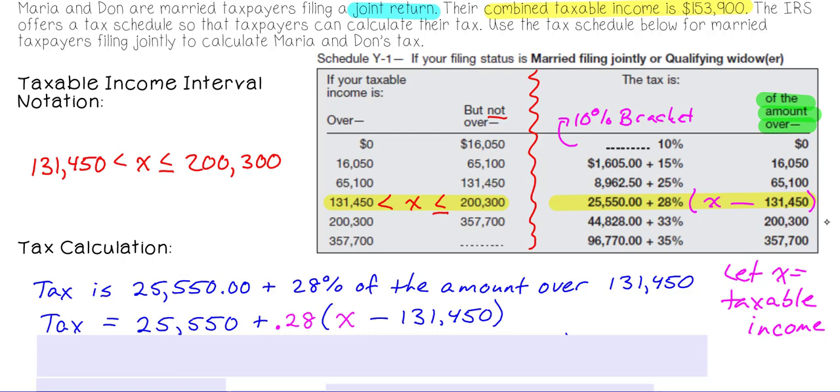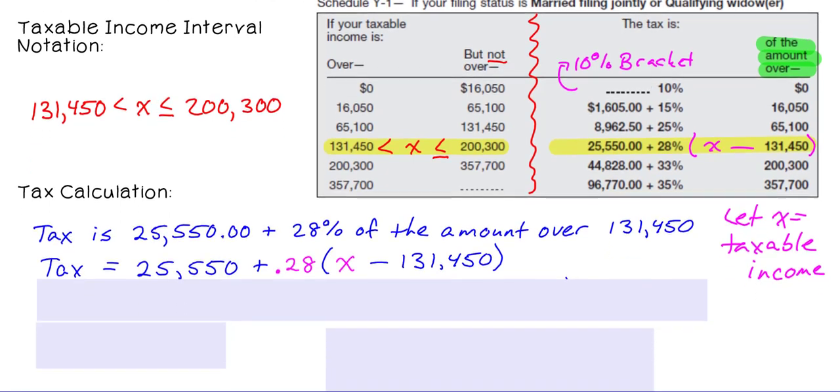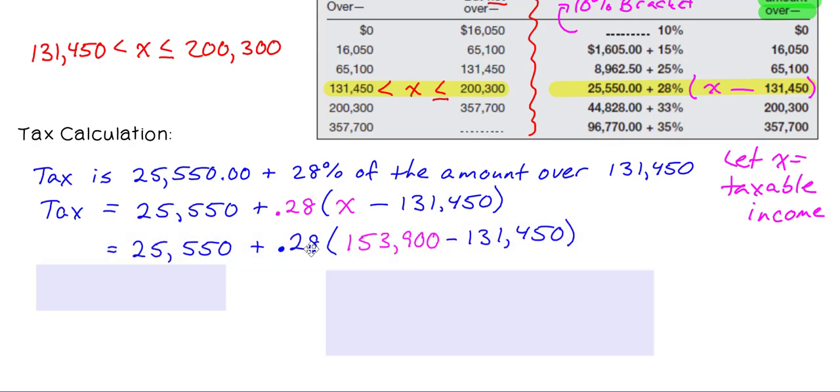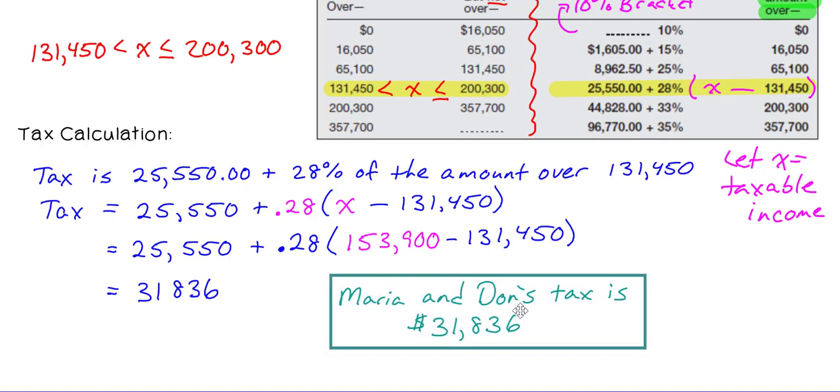So now all we have to do is take their taxable income of $153,900 and plug it into our equation. And then you just solve it like you would any normal equation, and you end up with 31,836. So Maria and Don's tax is $31,836.